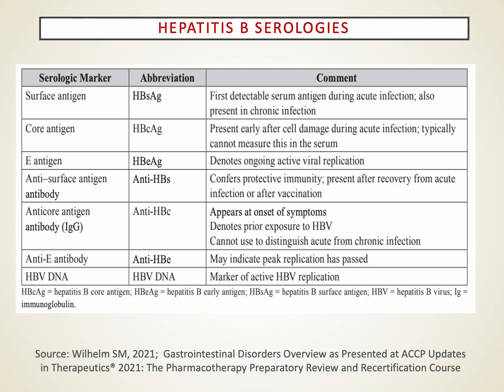A couple of tables may also be helpful as a review of the hepatitis B serologies: the surface antigen status, core antigen status, and E antigen status, and then whether there are anti-surface antigen antibodies available, or anti-core antibodies, or anti-E antibodies. So all of these are markers that help assess the status of the person who has hepatitis B.